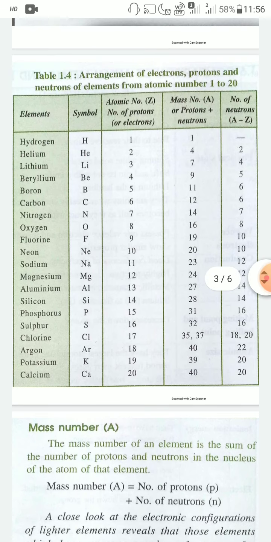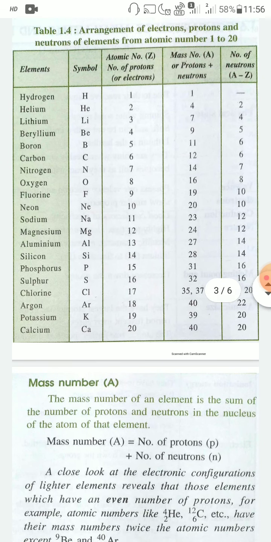Now here we have the atomic numbers of the first 20 elements given. You have to remember them because this is important. For example, the atomic number of hydrogen is 1, helium 2, lithium 3, up to calcium, which is atomic number 20.